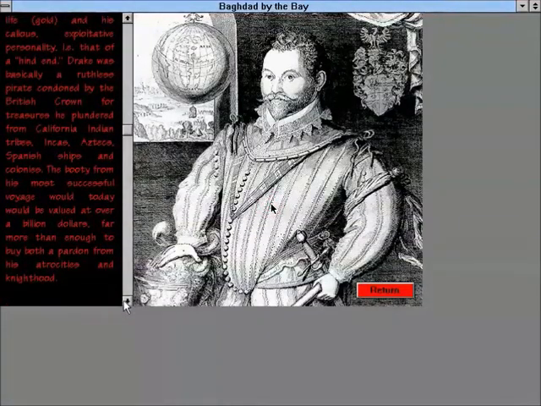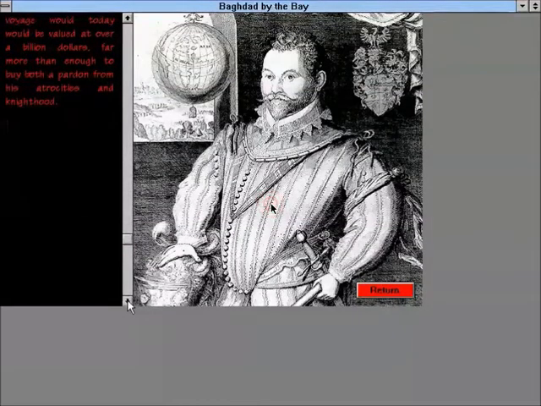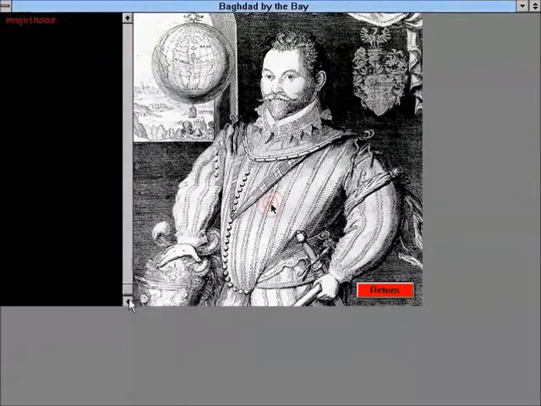Drake was basically a ruthless pirate condoned by the British crown for treasures he plundered from Californian Indian tribes, Incas, Aztecs, Spanish ships and colonies, and the booty from his most successful voyage would today be valued at over $1 billion, far more than enough to buy both a pardon from his atrocities and knighthood.